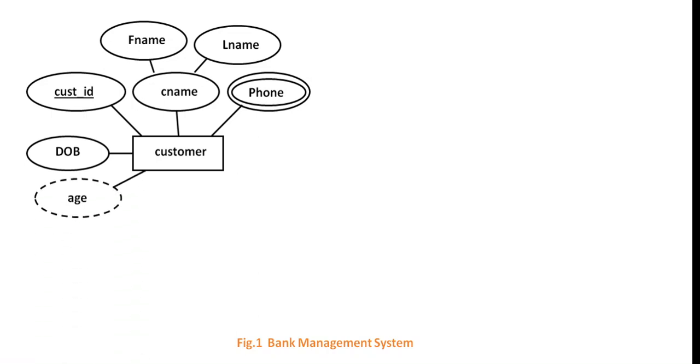Now see, age is represented by dashed ellipse because it is a derived type of attribute. If we don't know the age of any customer, then we can calculate that age by using date of birth. Okay, so that's why it is shown by dashed ellipse.